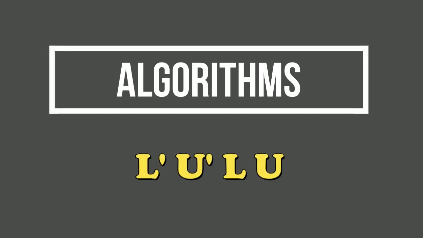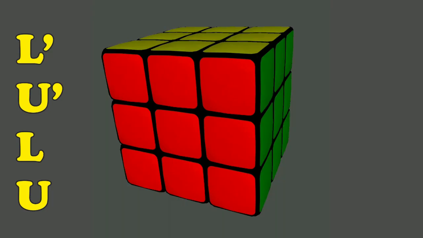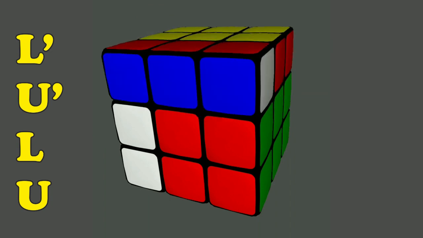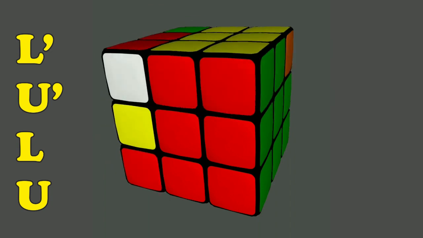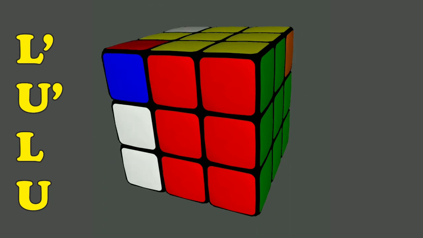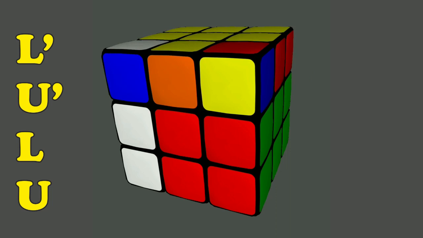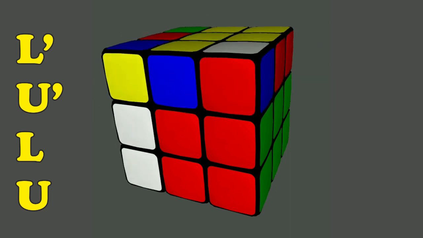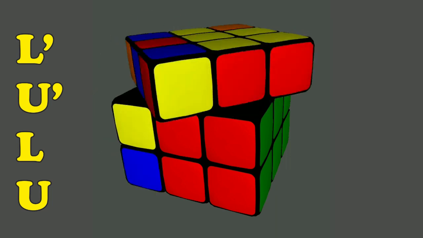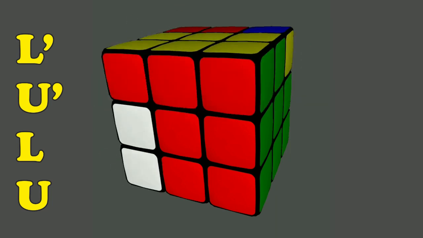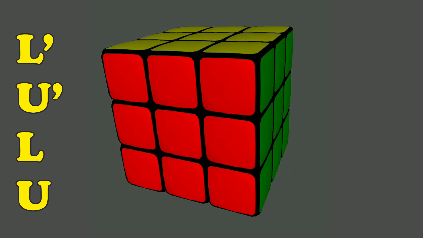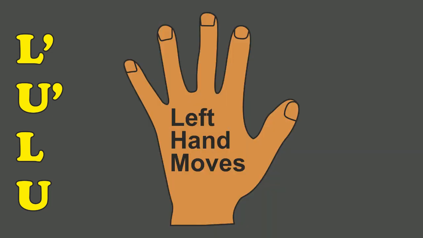Now it's time to learn our second algorithm. L prime, U prime, L, U. It means you have to move your left side anti-clockwise once, then move your upper side anti-clockwise once, then move your left side clockwise once and your upper side clockwise once. Repeat these moves 6 times and your cube will return to its original state. We will rename this algorithm as left hand moves.